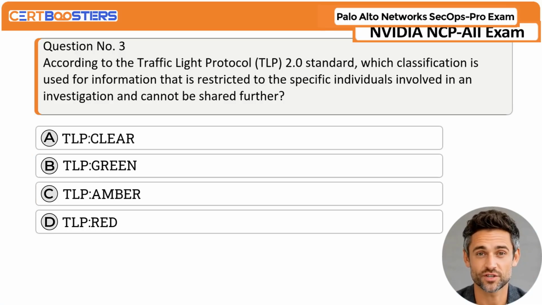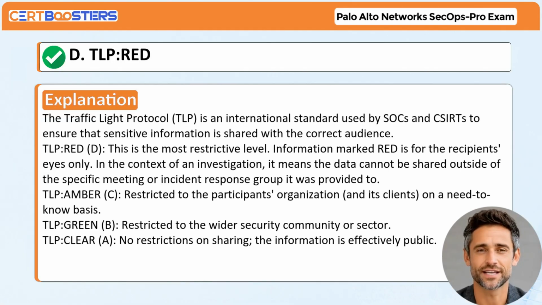Question number 3. According to the Traffic Light Protocol, TLP 2.0 standard, which classification is used for information that is restricted to the specific individuals involved in an investigation and cannot be shared further? A. TLP clear. B. TLP green. C. TLP amber. D. TLP red. Correct answer, D. TLP red.